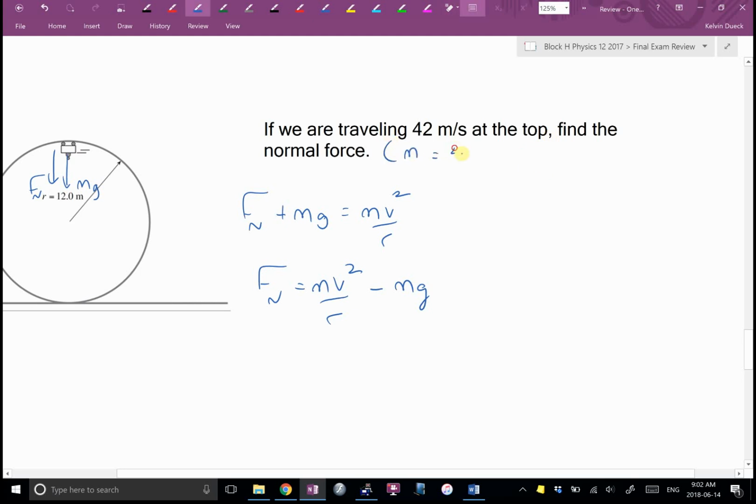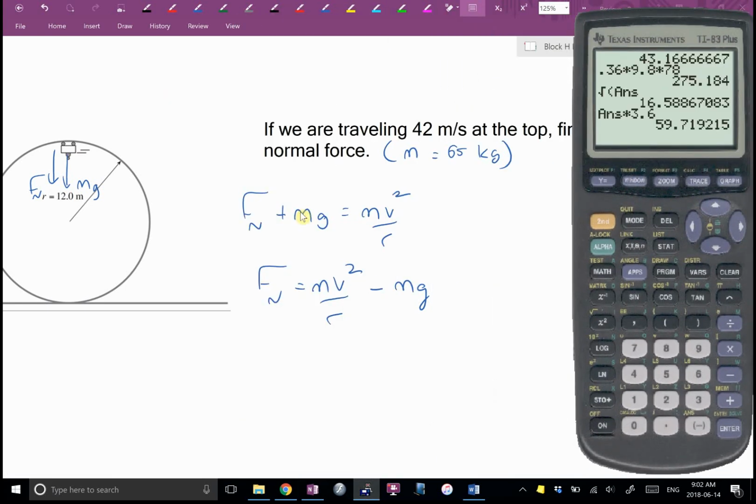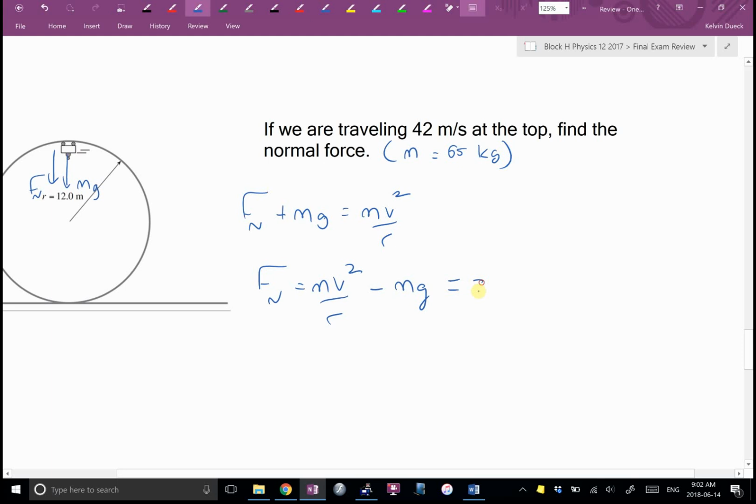m equals 450. You know what? Let's make it a person. Let's make a rider. Let's give you average mass, 65 kilograms. So if we really quickly crunch this, we're going to get 65 times 42 squared divided by 12 minus 65 times 9.8. We get a normal force of that, Newtons.